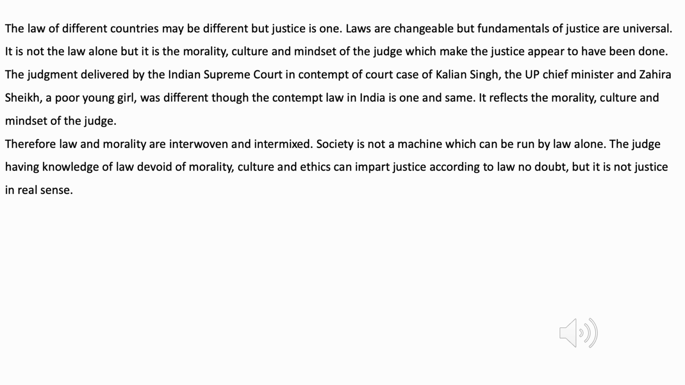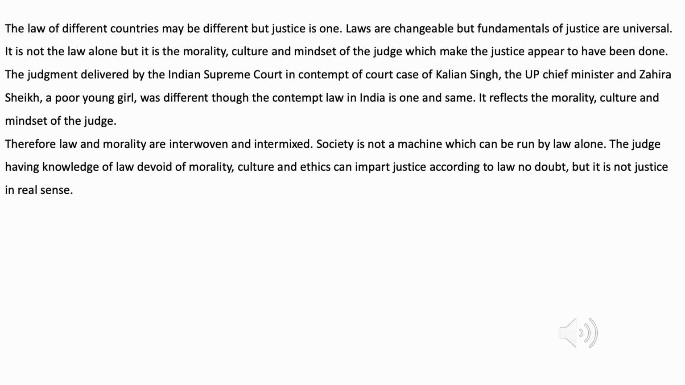The judgment delivered by the Indian Supreme Court in the contempt of court cases of Kalyan Singh, the UP Chief Minister, and Zahira Sheikh, a poor girl, was different, even though the law for contempt of court in India is one and the same. It reflects the morality, culture and mindset of the judges. Therefore, law and morality are interwoven and intermixed.